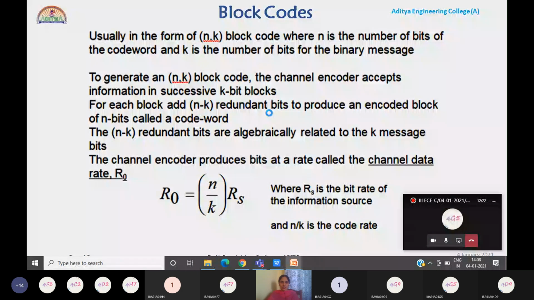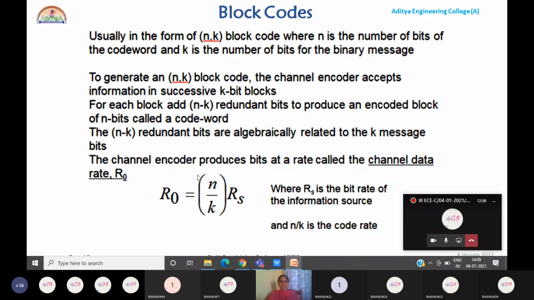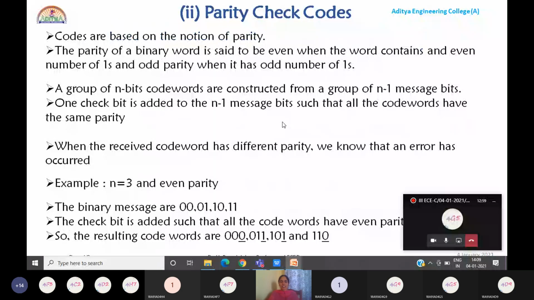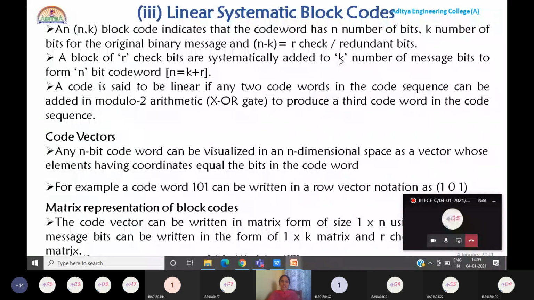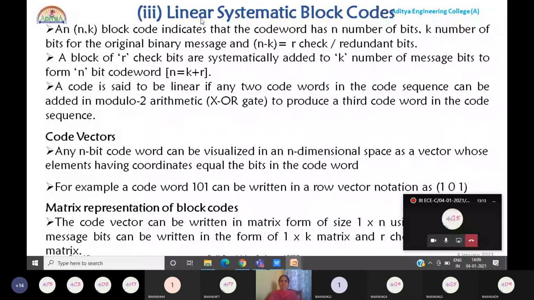There are two types of channel encoding techniques, as I told you: block codes and convolutional codes. Block codes are further classified into linear block codes and cyclic codes. Already in this slide, I told you that R0 is the channel data rate, which is related to the source data rate as R0 equals code rate multiplied by source data rate, where n by k is the code rate. I have also given various examples of linear block codes, including the repetition code and parity check codes. All these we completed in the last class.